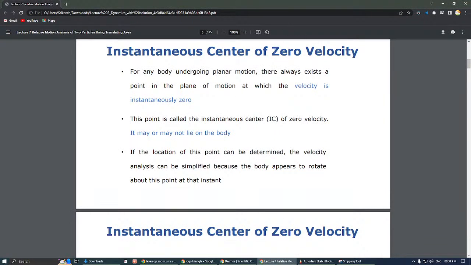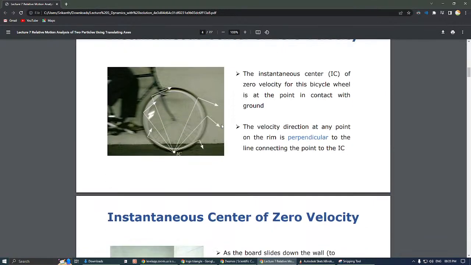Actually, in India, we don't use this term. We just use instantaneous center. That's why I wasn't able to make the connection. Now it's clear what it is, right? And he's explaining here what this is. It's written as IC. IC means instantaneous center. Now for the bicycle wheel, the instantaneous center will be at the point where it is making connection with the road.